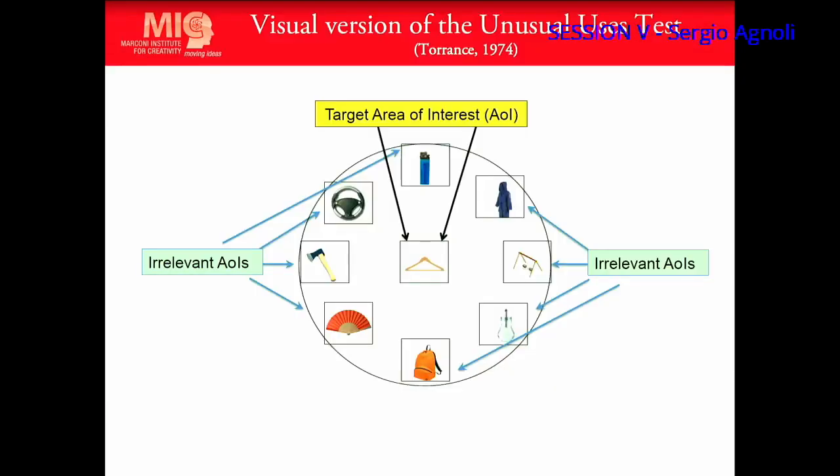To explore these research questions, we developed a research paradigm based on eye tracking. We used an unusual uses test. We put a common object at the center of the screen and told participants to produce unusual uses for this target object. Then we put around the target some objects that are totally unrelated to the target and irrelevant for the task. We said, you can look at the screen as long as you want. When you are ready, push the space bar, and then a blank screen appears, and you have to produce ideas.